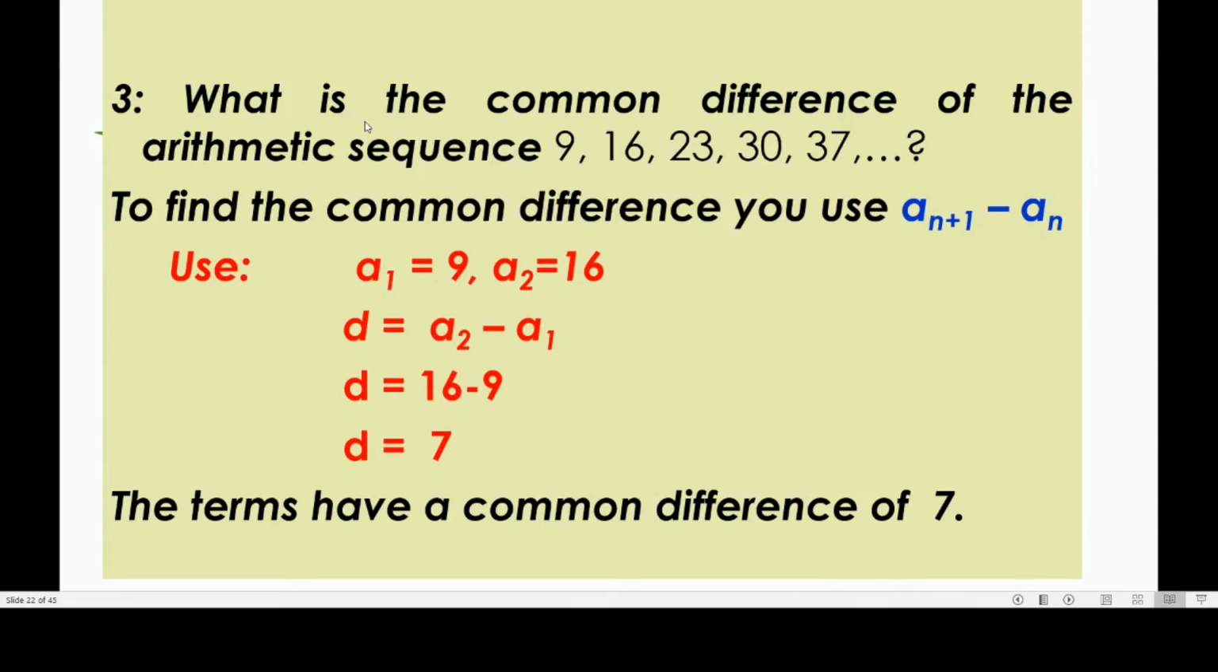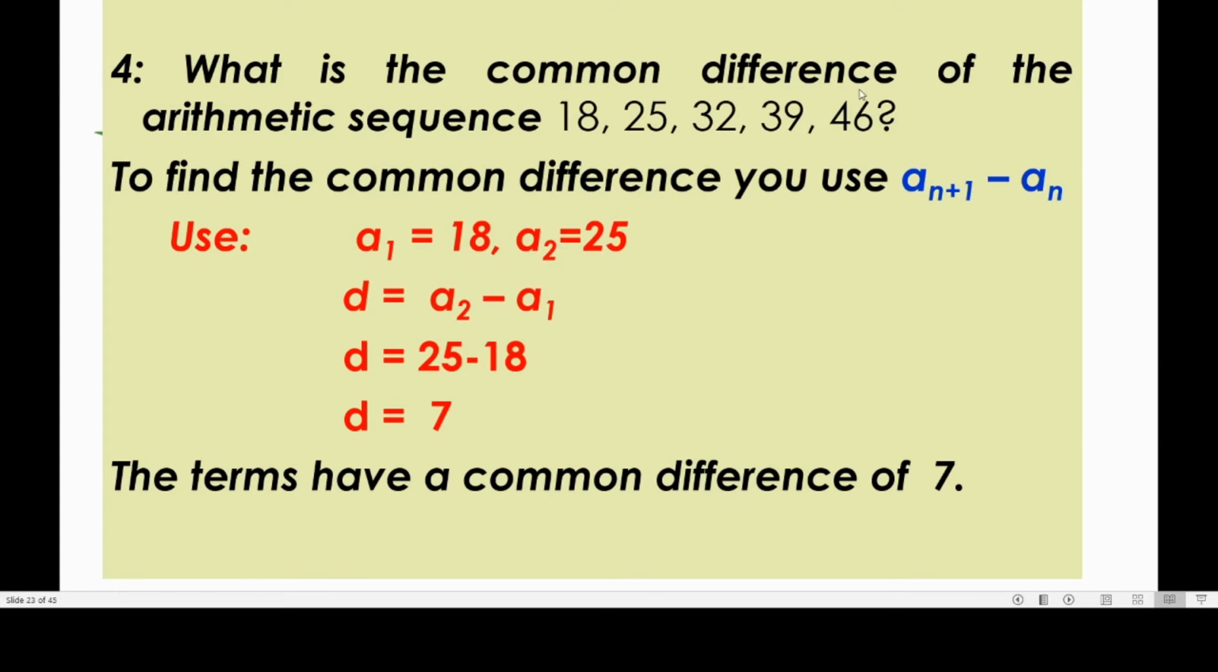Let's have the third example. What is the common difference of the arithmetic sequence 9, 16, 23, 30, 37, and so on? a sub 1 equals 9. a sub 2 equals 16. So common difference is equal to the second term minus the first term. 16 minus 9 is equal to 7. Common difference is equal to 7.